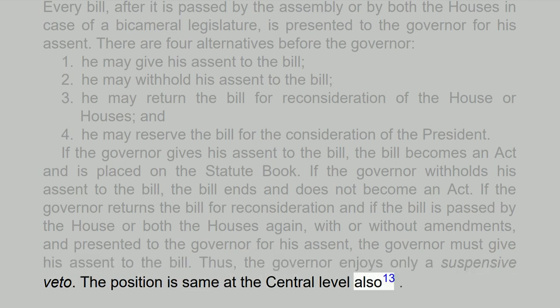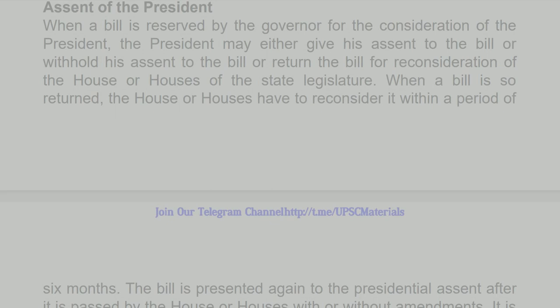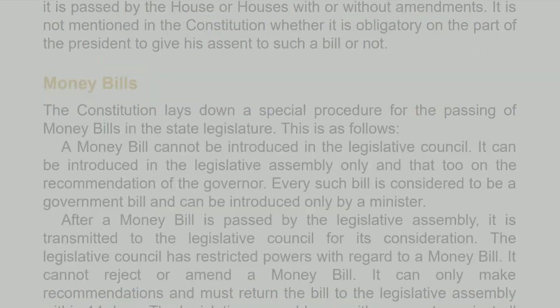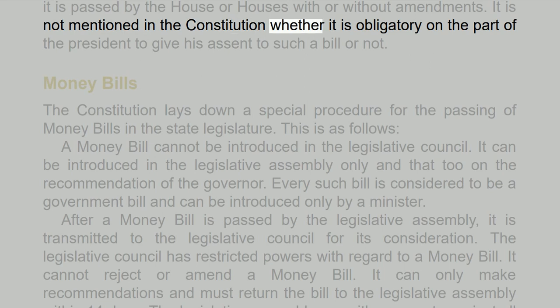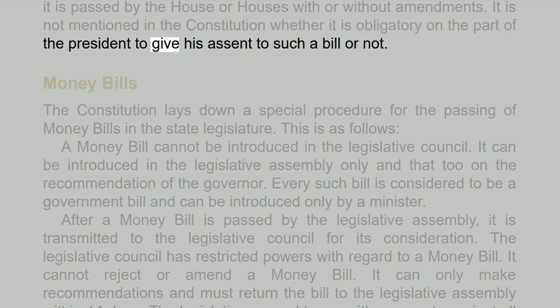13. Assent of the President. When a bill is reserved by the governor for the consideration of the President, the President may either give his assent to the bill, or withhold his assent to the bill, or return the bill for reconsideration of the House or Houses of the state legislature. When a bill is so returned, the House or Houses have to reconsider it within a period of 6 months. The bill is presented again for presidential assent after it is passed by the House or Houses with or without amendments. It is not mentioned in the Constitution whether it is obligatory on the part of the President to give his assent to such a bill or not.